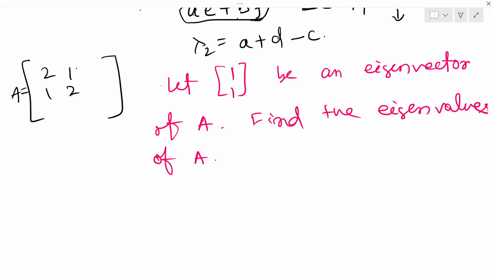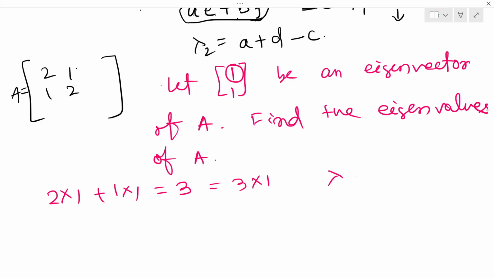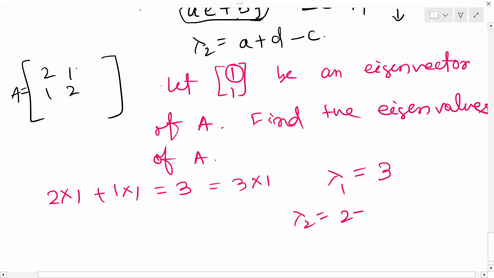Now in this case, I have given you one matrix and one eigenvector. So how to find out the eigenvalues? What should I do? As I have told, the first row will be multiplied with the vector. I will get 2 into 1 plus 1 into 1 is equal to 3, which is equal to 3 times this first component. So one of the eigenvalues, lambda 1, is 3. Now what is lambda 2? 2 plus 2 minus 3. That is another value, 1.